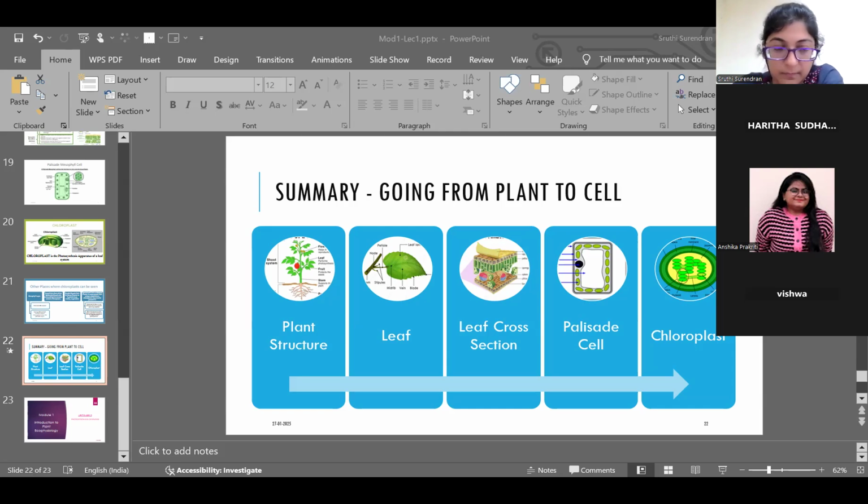Like I just said, we went from a plant to inside a leaf, to inside one cell, to inside one organelle in a cell. Now we are going to go further deeper inside a chloroplast. We understood that the chloroplast is important, and inside it, our point of focus will be one thylakoid and the stroma around the thylakoid.